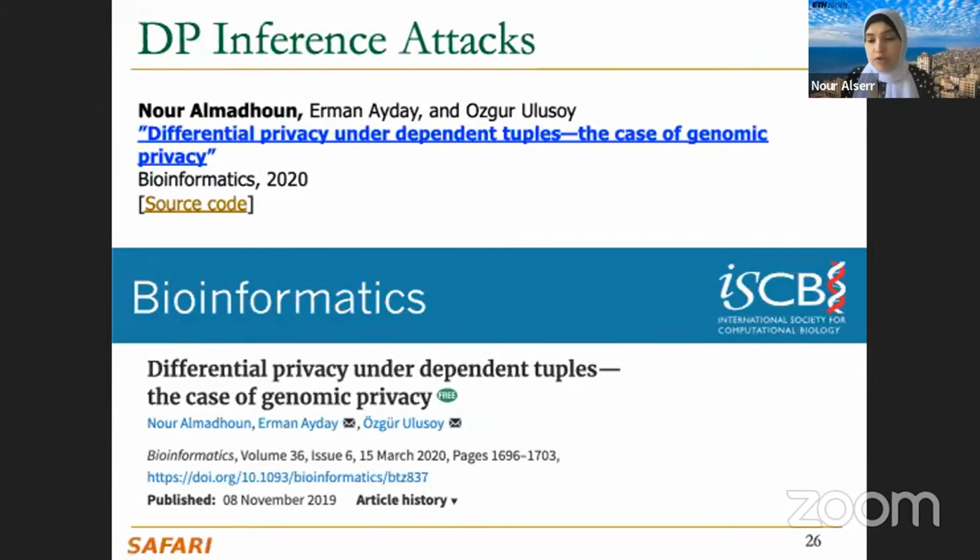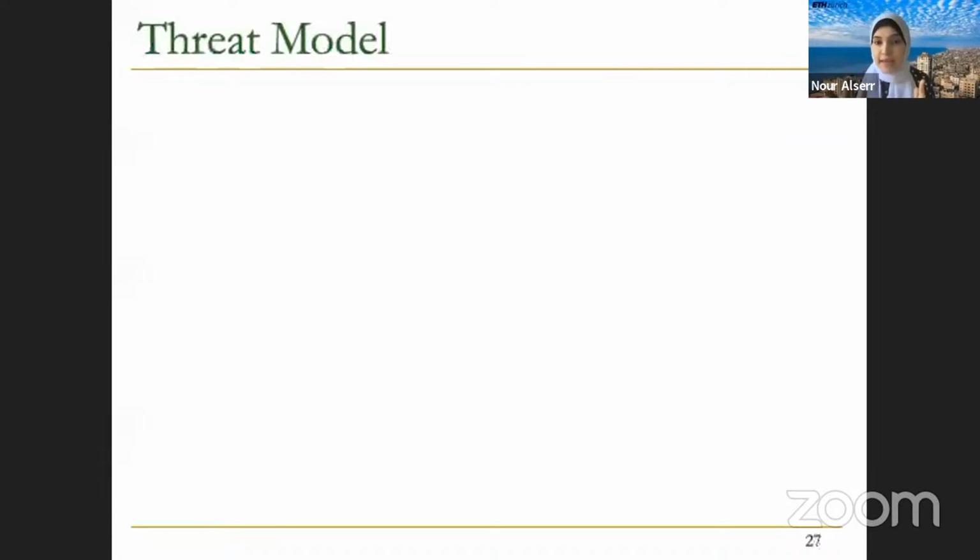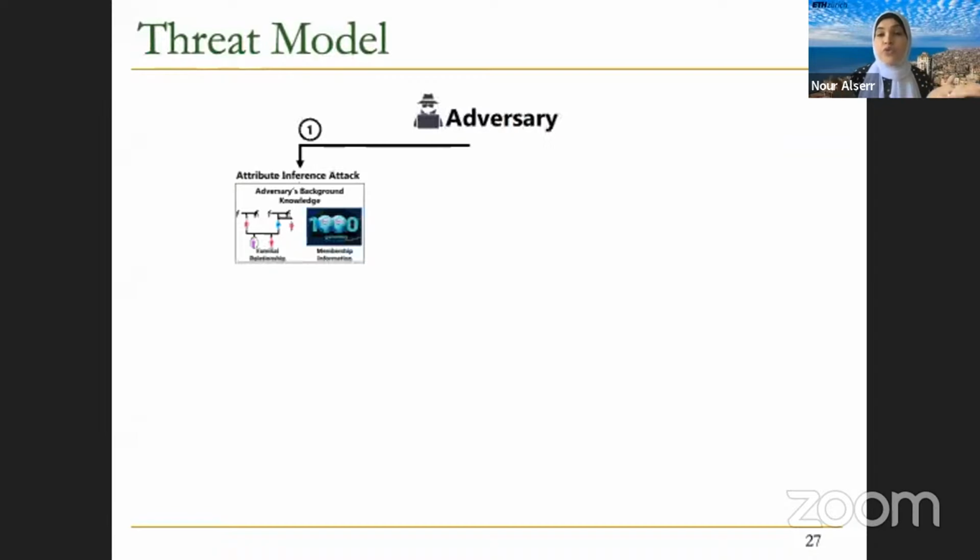Now, let's move to the second work we have, in which we try to do two attacks. First, attribute inference attacks: I want to know the DNA, the genomic record. Then I will use that genomic record to find the membership of that target in another dataset. Why can we, or how can we, do such a thing?